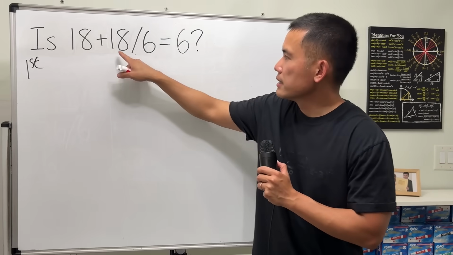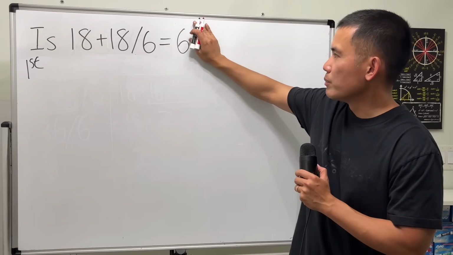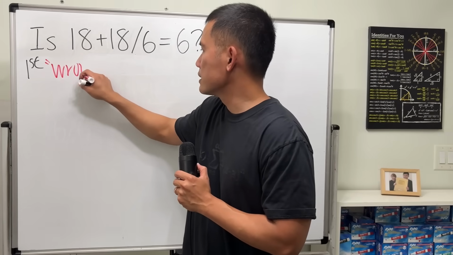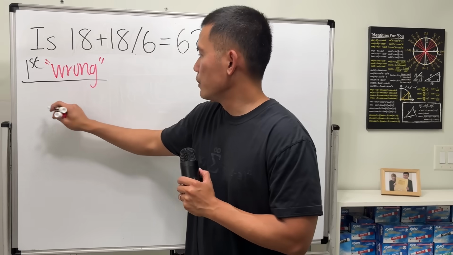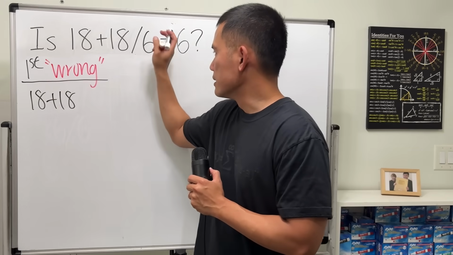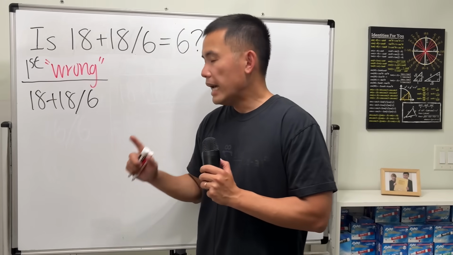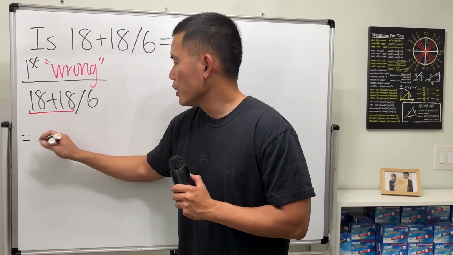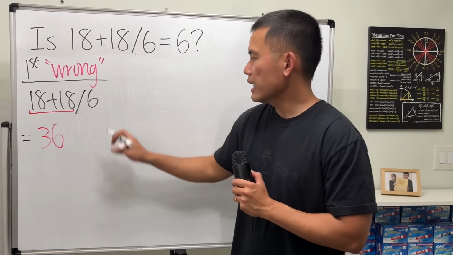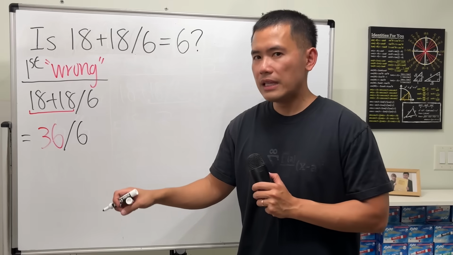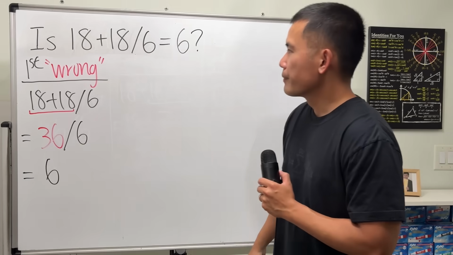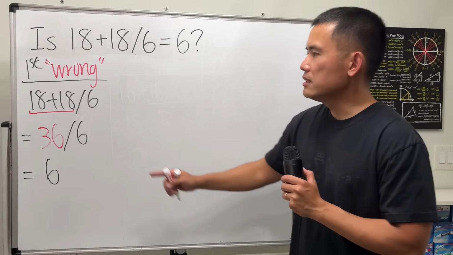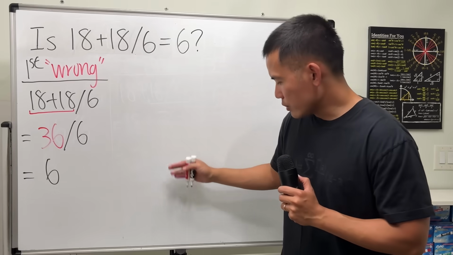Firstly, if you just look at 18 plus 18 divided by 6 equal to 6 without the question mark, this is actually incorrect. So I'll show you guys the wrong way to do this first. If you look at 18 plus 18, the slash means that we are dividing. If you just go from left to right, you add 18 and 18 together, you get 36, and then you divide it by 6. That is equal to 6. So it looks like this is correct, but no, this is not, because this is the wrong order of operations. So don't do this.